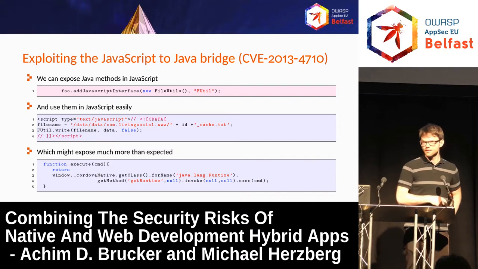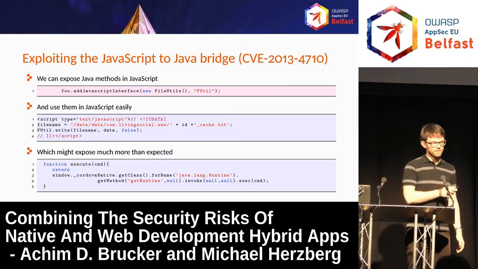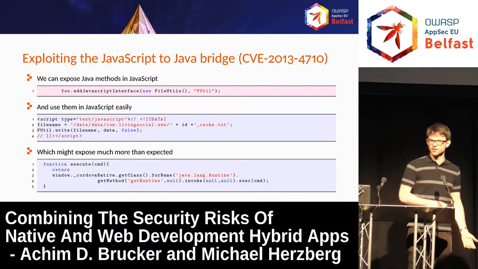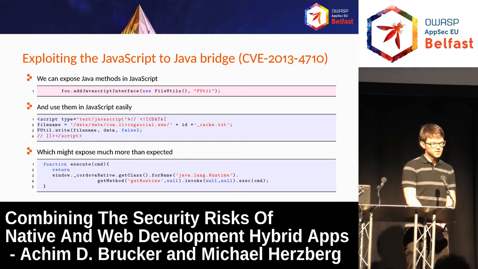So yeah, here the vulnerability was that this addJavascriptInterface function exposed many more Java functions than it should have done or as was specified. So after that, they introduced a Java annotation that makes it very explicit which functions get exposed to the JavaScript side and which ones aren't.